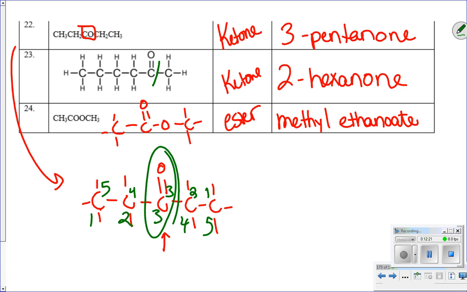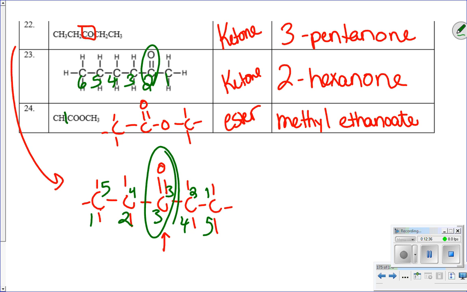Next one's also a ketone. This is drawn out. I have that double bonded O on a non-end carbon. And that's going to be carbon 2 if I number in this direction. So it's going to be 2-hexanone.